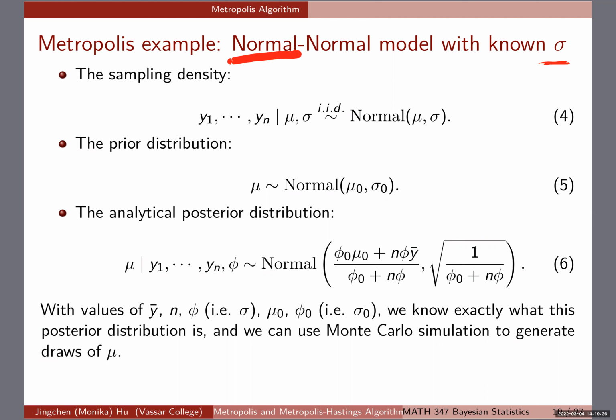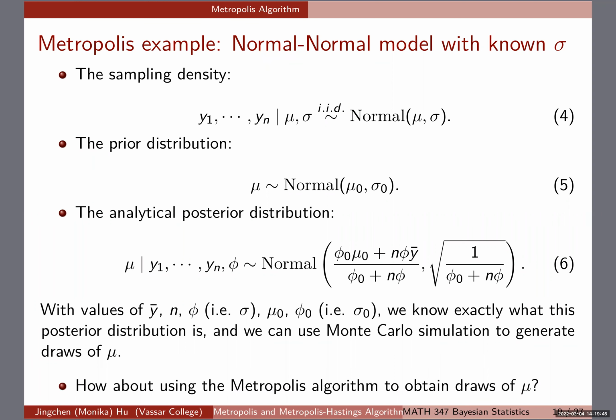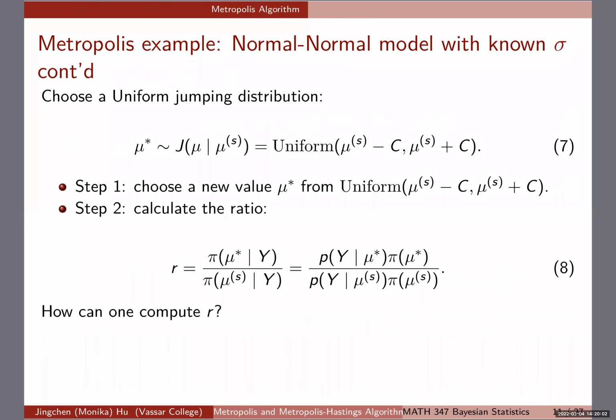And if that is the case, you can use Monte Carlo simulation because you already know what it is. You can directly draw from it. So in that case, how about using the Metropolis algorithm instead? Yes, I can have an analytical posterior distribution that I can already use Monte Carlo on, but we can give it a try to use Metropolis and see how things go.